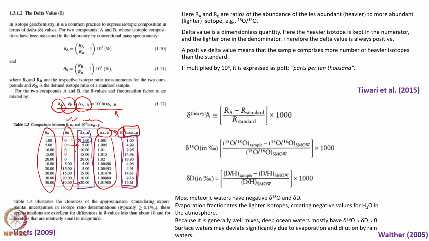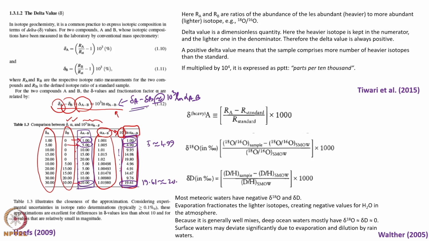Here it is 1 and there it is 1, there is a perfect match. Here it is 5 and it is 4.99, 5 is nearly equal to 4.99, and in this way as you go down, here it is 20 and here it is 19.61, 19.61 is nearly equal to 20. That is why it is stated here delta A minus delta B is nearly equal to 10 cube log alpha A dash B. We have not given an equal to symbol.